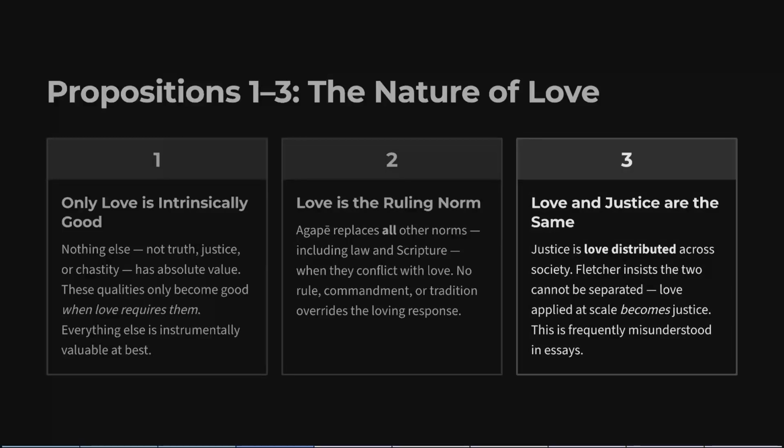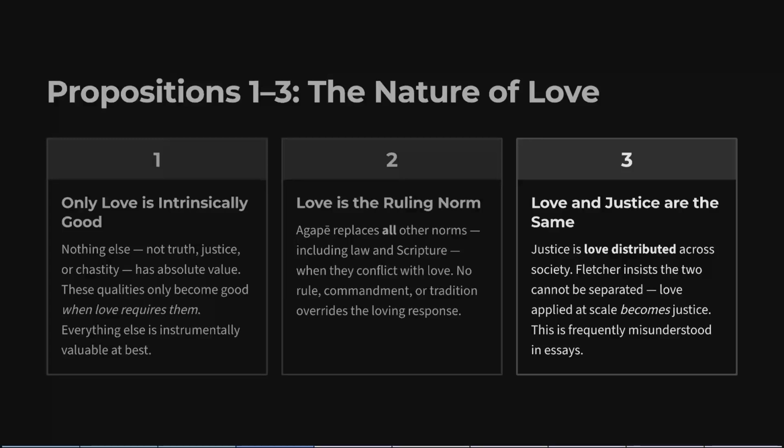Proposition 3: love and justice are the same. This is the proposition most frequently misunderstood in essays, so pay careful attention. Students often assume that love and justice are in tension, that love is warm and personal while justice is cold and institutional. Fletcher rejects this entirely.